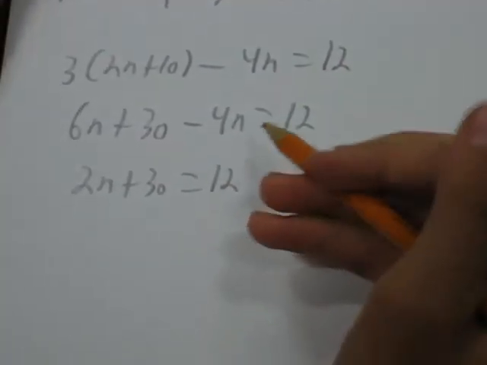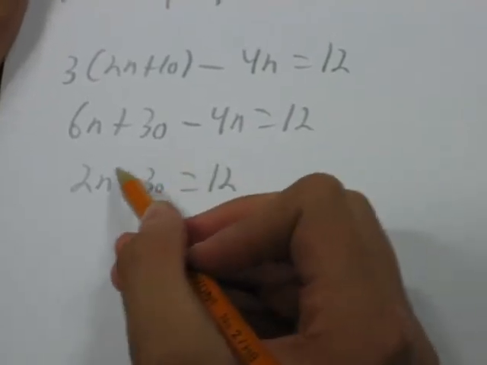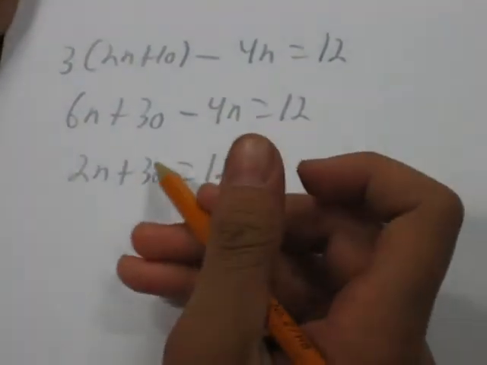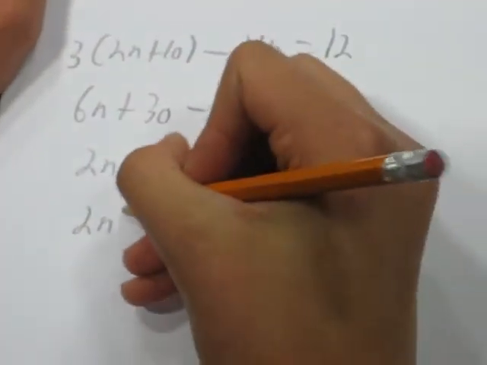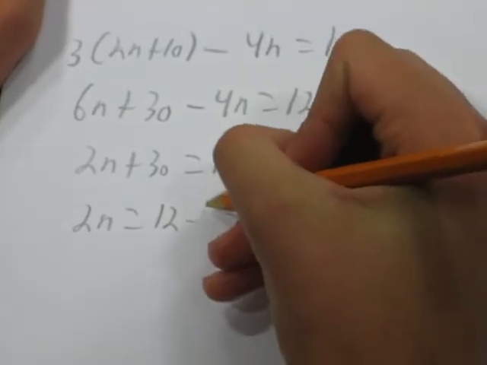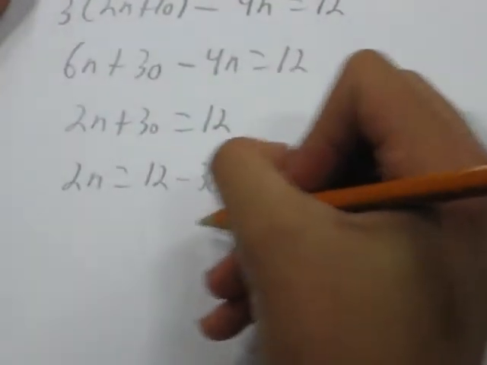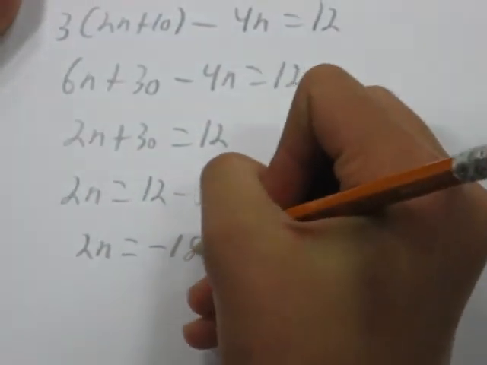Now we didn't do this in the example before, but we have to also make this side just the variable and this side only numbers. So we have to take away this 30 and put it onto this side. So it'll look like 2n equals 12 minus 30. And 12 minus 30 is -18. So 2n equals -18.